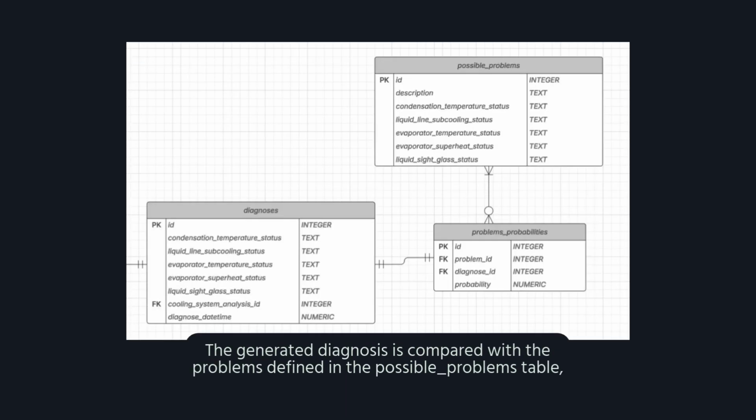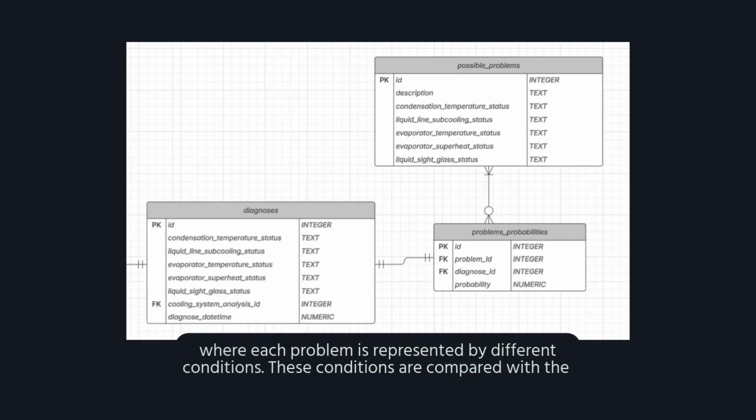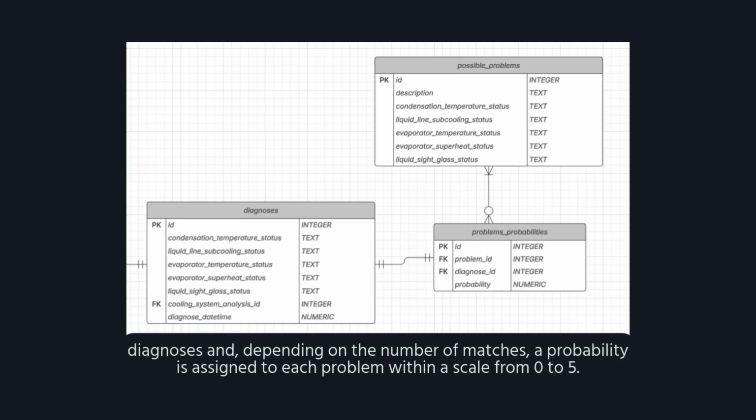The generated diagnosis is compared with the problems defined in the possible problems table, where each problem is represented by different conditions. These conditions are compared with the diagnosis, and depending on the number of matches, a probability is assigned to each problem, within a scale from 0 to 5.